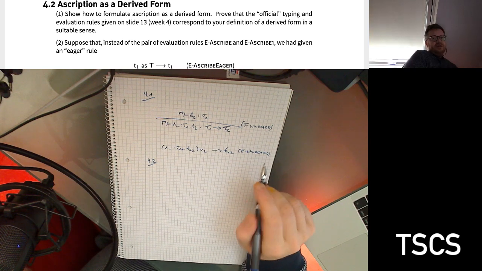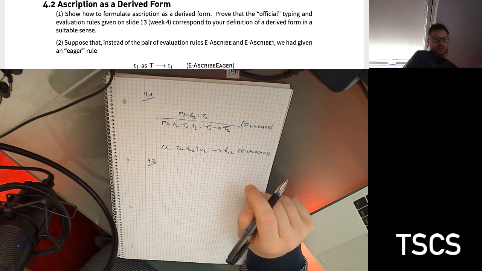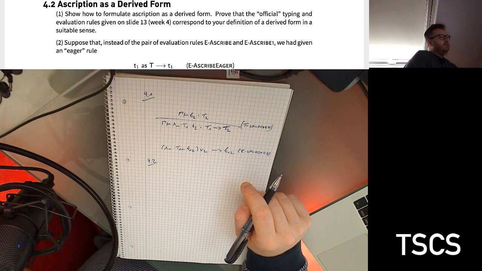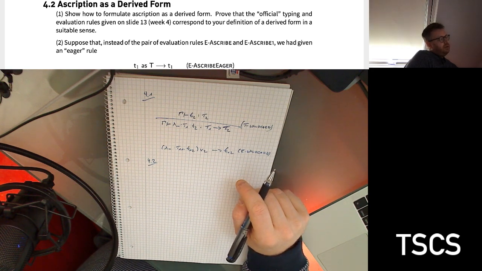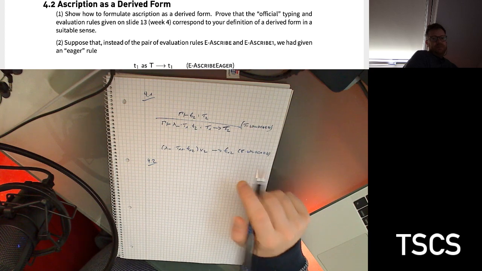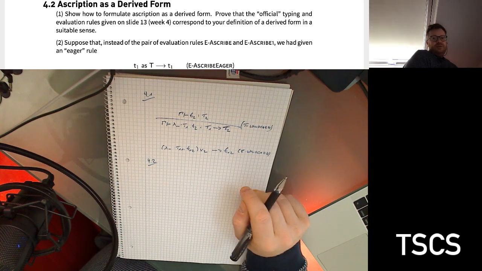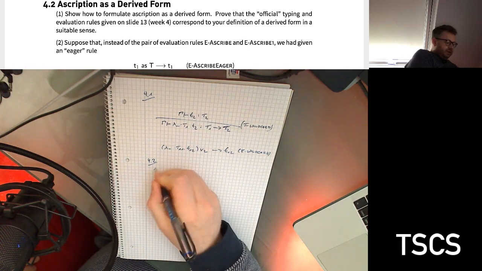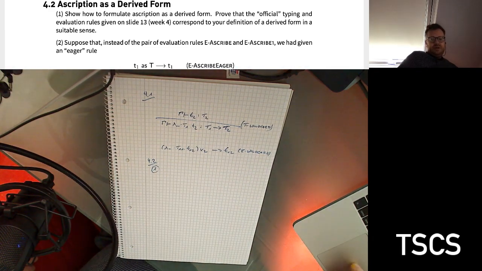Show how to formulate ascription as a derived form. Remember, the derived form was a mapping between an internal and an external language, so we don't need to reprove all of the things ourselves. And prove that the official typing and evaluation rules given on slide 13 in week 4 correspond to the definition of a derived form in a suitable sense. Okay, let's do this then.